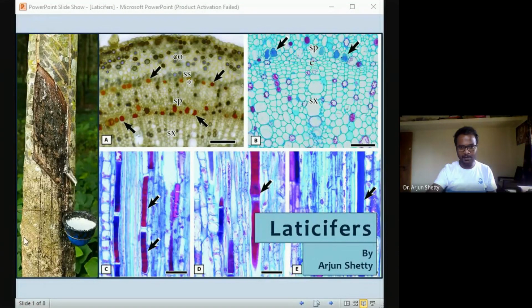On the left-hand side, what you are going to see is a rubber plant. There it is, you can see on the stem or wood there is a mechanical injury made with the help of some instruments, and because of the injury, those laticifers are releasing the rubber, which is again a commercial rubber, which is going to be collected in this manner.